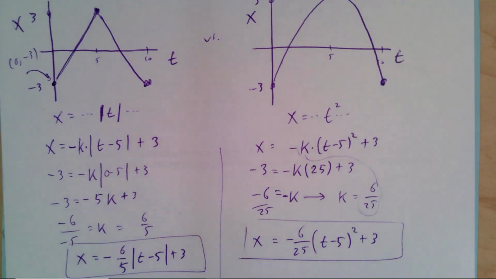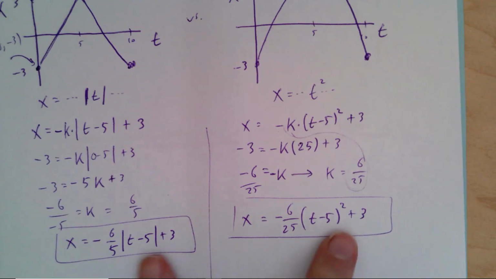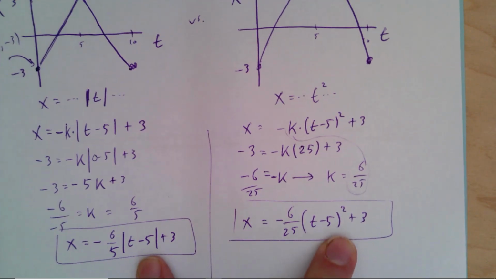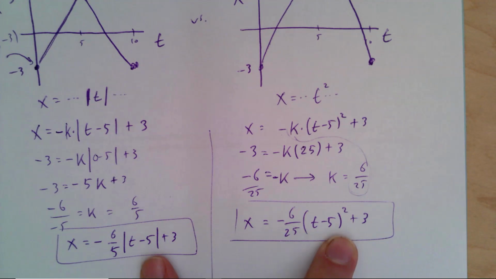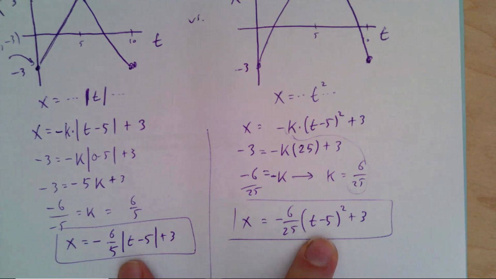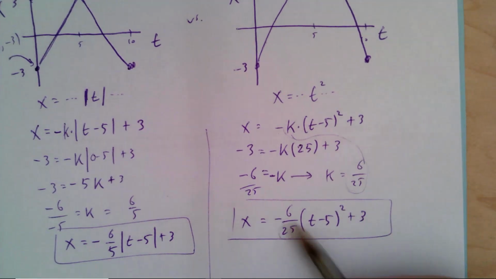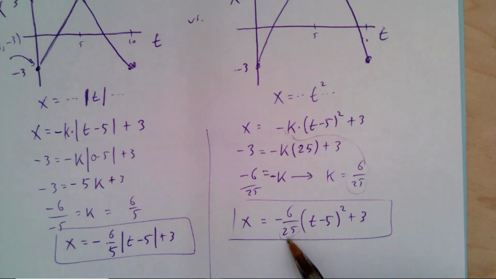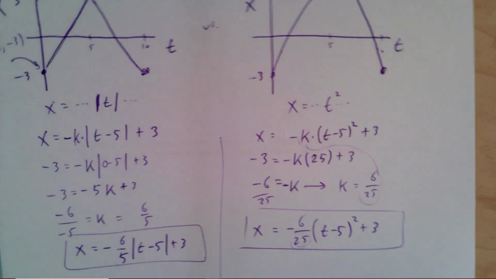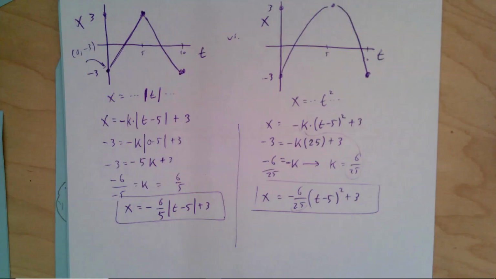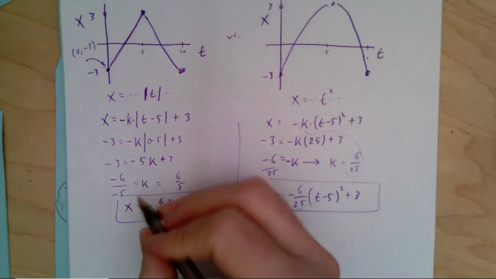So you can see the equations are very similar. In both cases, we have the vertex, if you want to call it that, at the same location. That's why we have the -5 and the +3. You can see that the function is different, squared versus absolute value. And you can see that the scale factors are different but related. The reason they're related is because the 5 got squared here because we had a t squared function, whereas in this case, the 5 just remains 5 because we had the absolute value. So that's how we're going to get the x of t equations.